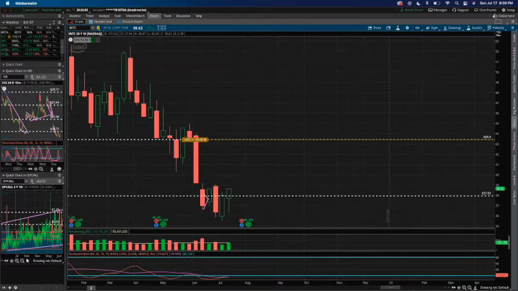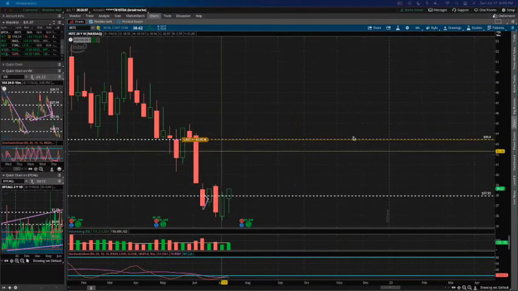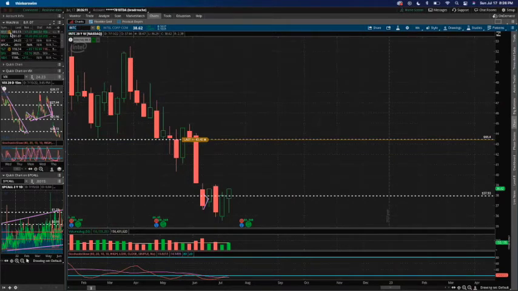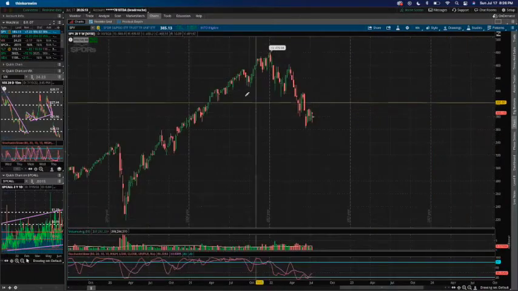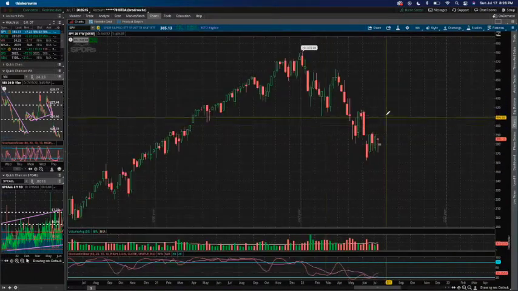So that's the next thing. We want to see it act as support and then resistance. I'll show you a good example on SPY just because it's easy. Here's a good example.